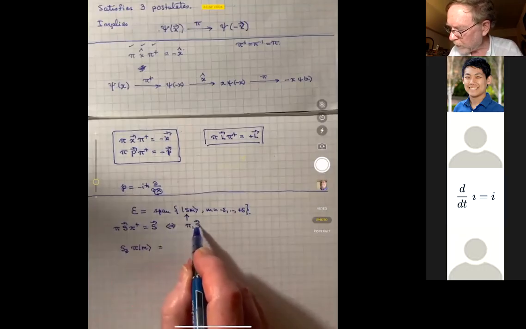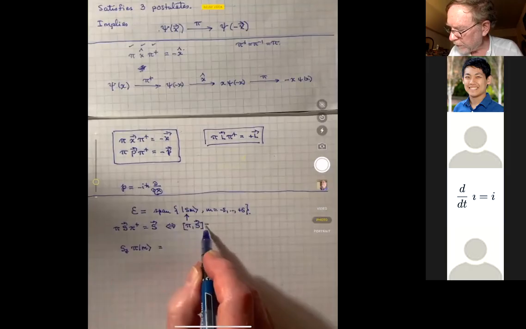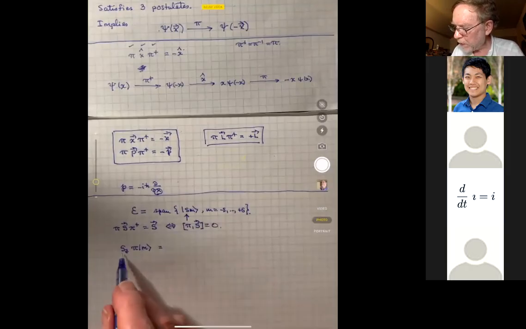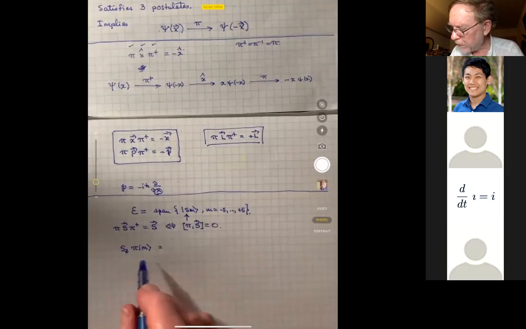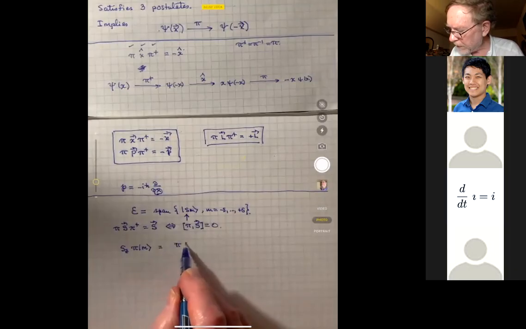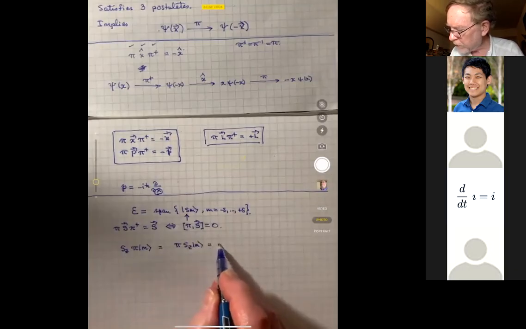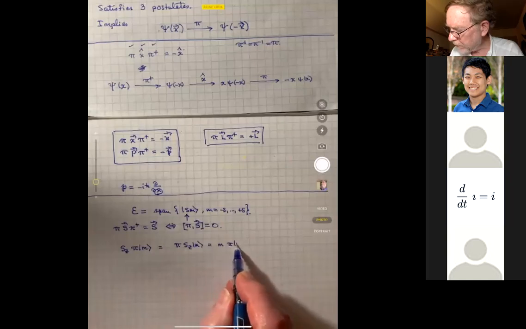Let me write it that way as well. The commutator of pi with spin is equal to 0. So pi commutes with all three components of spin. So this is the same thing as pi times S sub z acting on m. But S sub z brings out the quantum number, so it becomes m times pi acting on m, like so.